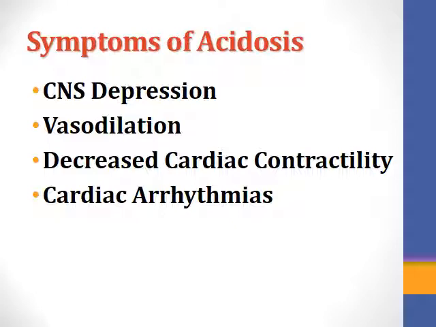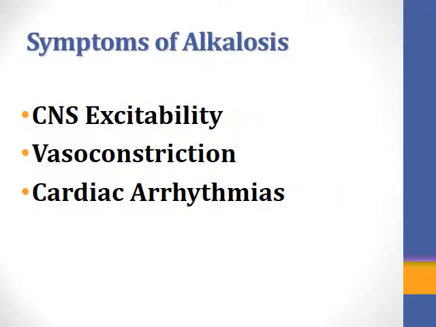Now that you're a pro at reading ABGs, let's talk a little bit about the symptoms and what we're going to do about it. First we're going to talk about the symptoms of acidosis and the things that you would see: CNS depression, vasodilation, decreased cardiac output, decreased cardiac contractility, and sometimes cardiac arrhythmias. The symptoms of alkalosis: CNS excitability, vasoconstriction, and again sometimes cardiac arrhythmias.